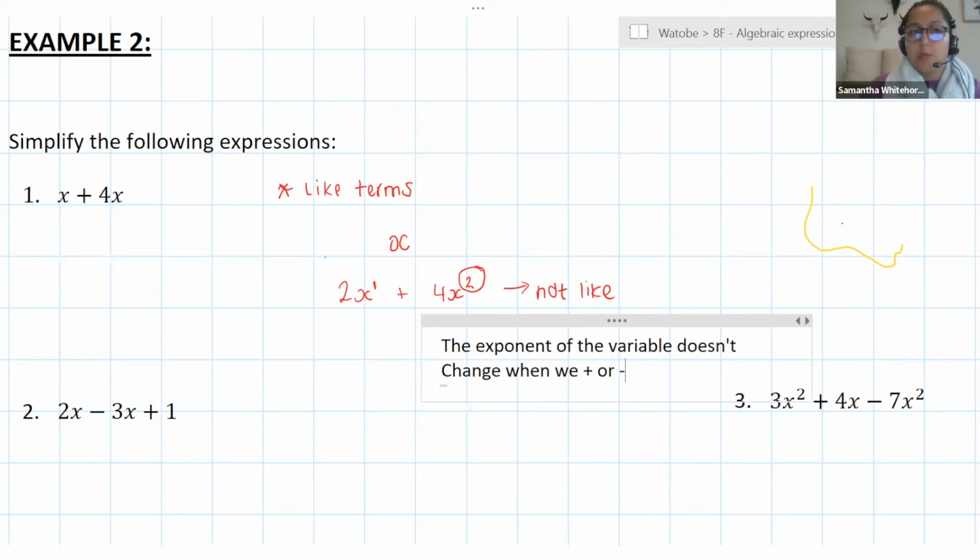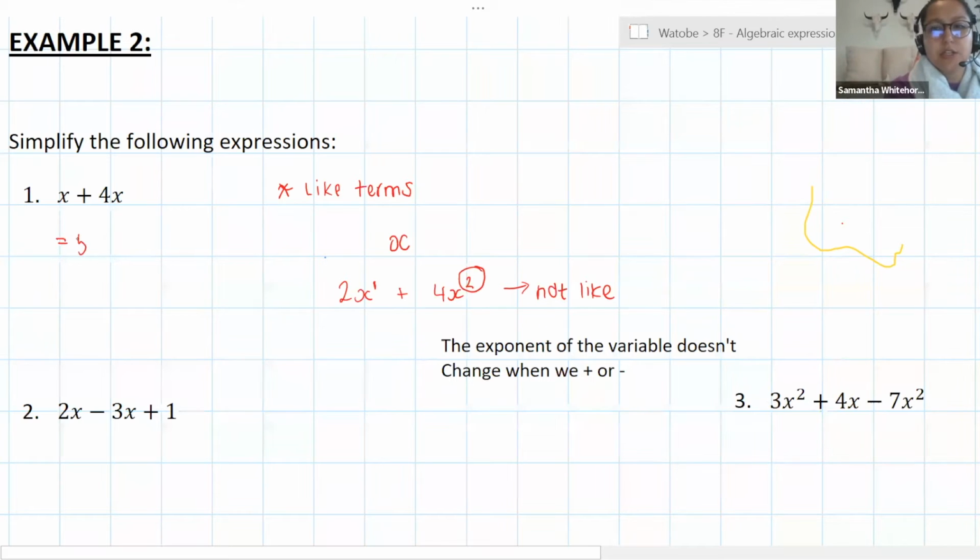So when we want to add x plus 4x, the only thing I need to think about is how many x's do I actually have here? Well, if I've got one x and I'm adding another 4 x's, I've got in total 5 x's. And so simplifying this expression is just 5x.